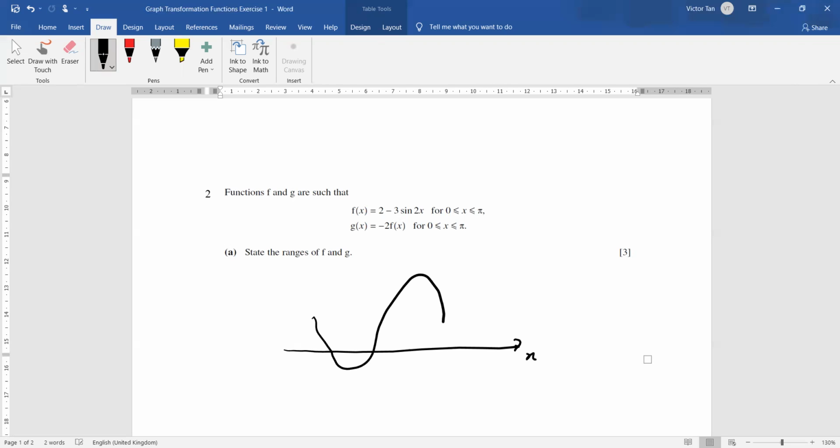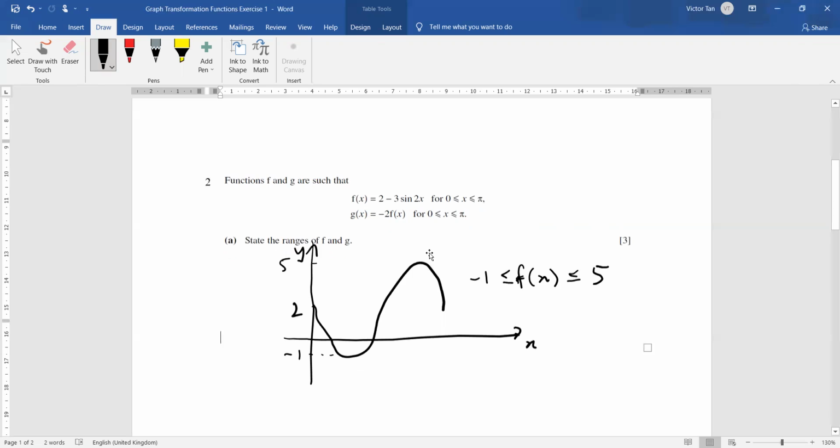So this will be the x-axis, this will be the y-axis, and this is 2. The vertical stretch is 3, or the amplitude is 3. So this will be minus 1, and here is 5. If you look at this graph, the range of f(x) is between the minimum value of minus 1 and the maximum value of 5.